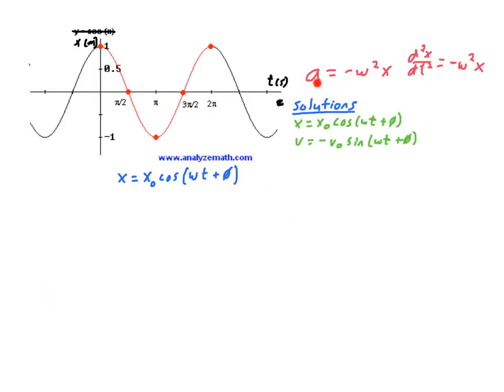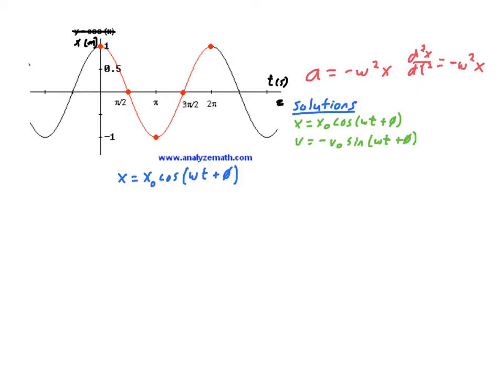Now remember that acceleration is actually the second derivative of position, and so this equation is actually a differential equation. Now we're not going to actually worry about solving that. You don't have the math skills just yet. Don't worry, you will get there. But instead I'm going to tell you what the solution to this differential equation is.